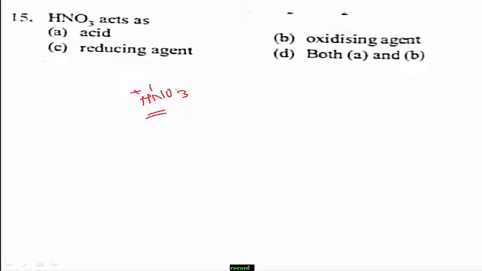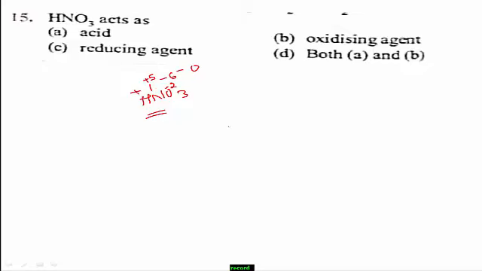Yes, next, oxygen 3 into -2 means it is -6. When the oxidation state of nitrogen becomes +5, the overall value is 0. Right? Therefore, the oxidation state of nitrogen in HNO3 is +5. It can only decrease, thus it acts as an oxidizing agent.